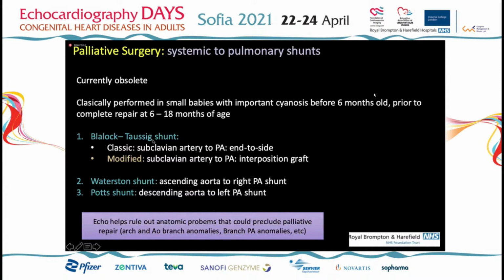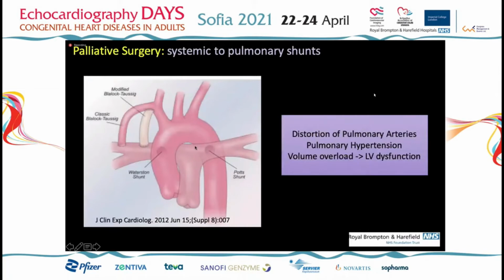So the Blalock-Taussig shunt was classically connected by end-to-side anastomosis of the subclavian artery to the pulmonary artery, but it has been demonstrated that this caused pulmonary hypertension over time. So the modification that's been done more recently includes an interposition graft between the subclavian and the PA. Then the Waterston shunt is a connection between the ascending aorta and the right pulmonary artery, and the Potts would be a connection between the descending aorta and the left pulmonary artery. But these are not used nowadays because we know that they cause long-term pulmonary hypertension, and we have much better options.